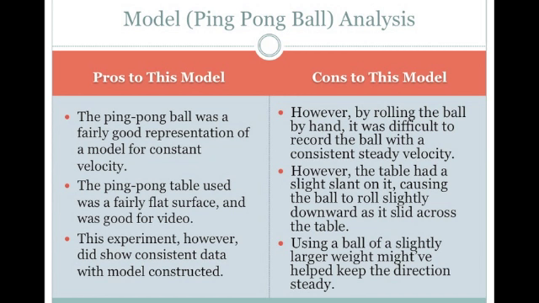As we are analyzing this experiment as a whole, I believe it's important to discuss the merits as well as flaws of this experimental design. The ping pong ball was a fairly good representation of a model for a constant velocity. However, by rolling the ball by hand, it was difficult to record the ball with a consistent, steady velocity. The ping pong ball table used was a fairly flat surface and was good for video. However, the table had a slight slant on it, causing the ball to roll slightly downward as it slid across the table. This experiment, however, did show consistent data with the model constructed. But using a ball of slightly larger weight might have helped keep the direction and position steady.